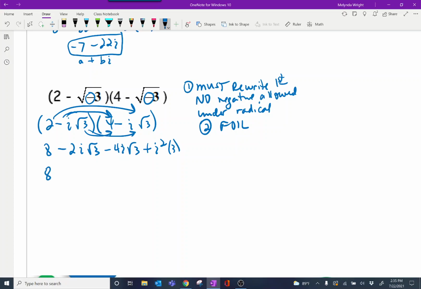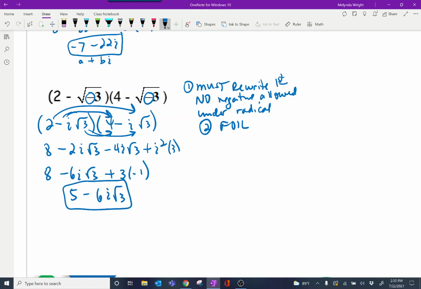So I've got 8, let's see, minus 2i root 3 minus 4i root 3 is a minus 6i root 3. And then we've got 3 times, and then we know i squared is negative 1. So let's continue cleaning that up, and that gives us 8 minus 3 is 5. So 5 minus 6i root 3.